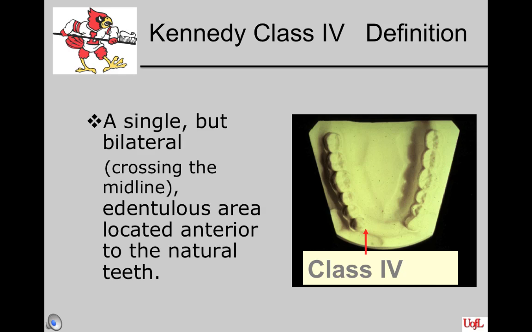The Kennedy Class 4, by definition, is a single but bilateral, meaning that it crosses the midline, edentulous area located anterior to the remaining natural teeth. Key word here is bilateral. You have to have it cross the midline definitely. If not, if there was just number 25 and 26 missing and the others were all present, it would be a Kennedy Class 3.